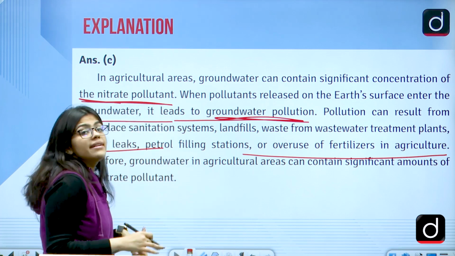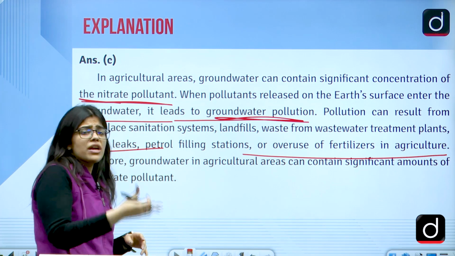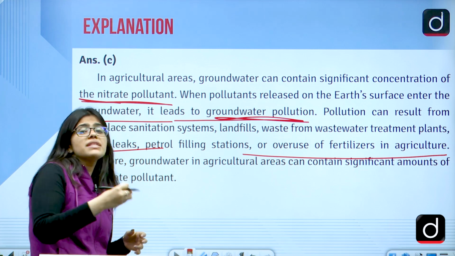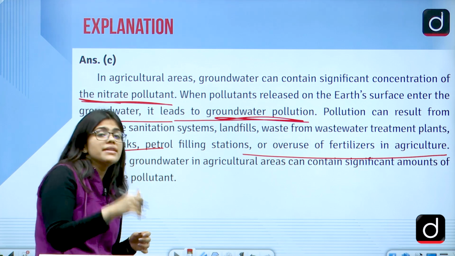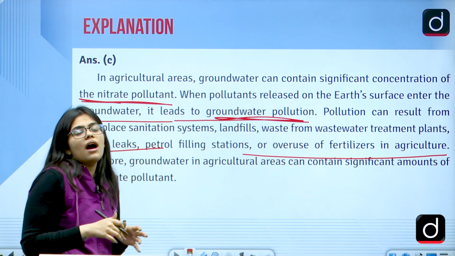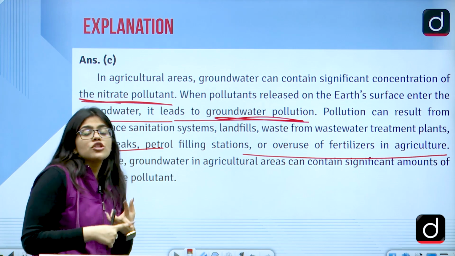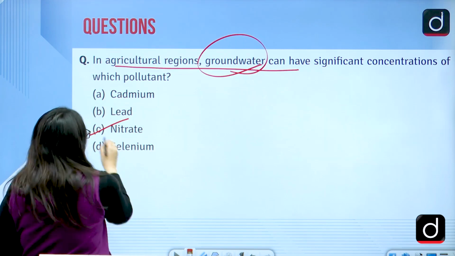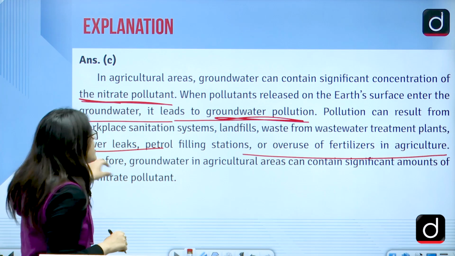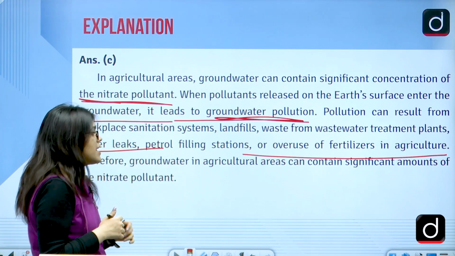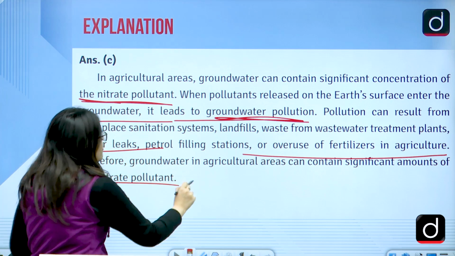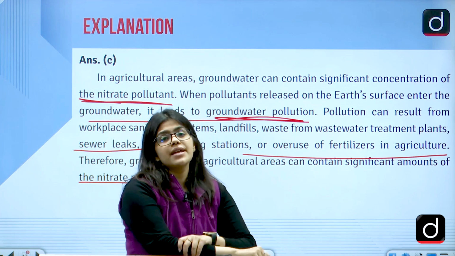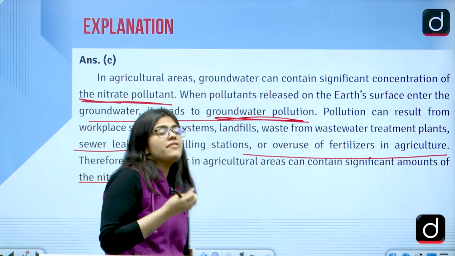And you know that nitrate, because of leaching and because there is water penetrating also, what will happen? There will be this excess amount of nitrate that will penetrate into the water, and that is how the groundwater will be polluted. So the one pollutant that will affect it will definitely be the nitrates, right? So therefore, the groundwater in the agricultural areas contains a significant amount of nitrate pollutants. But in other areas also, there can be this nitrate problem or this pollutant that can affect the groundwater.